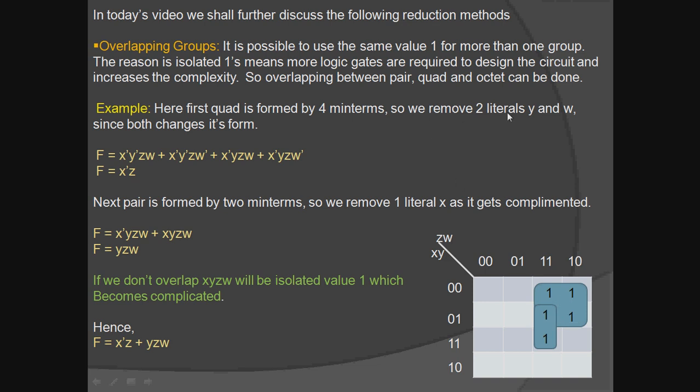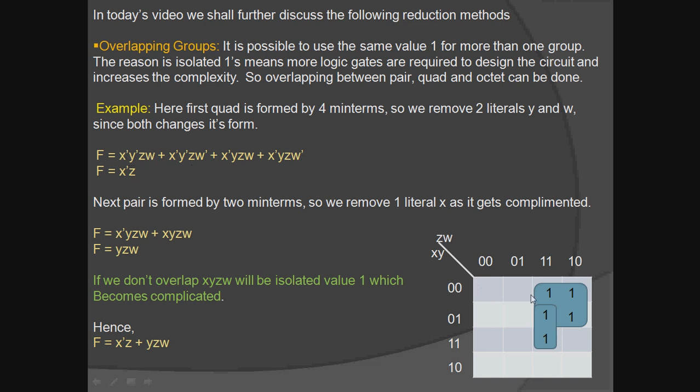So we remove two literals, y and w. So how do we remove this y and w? Since both change their form, y changes to y complement and w changes to w complement, and so on. So if we find out the min term, f equals the expression x complement y complement z w.